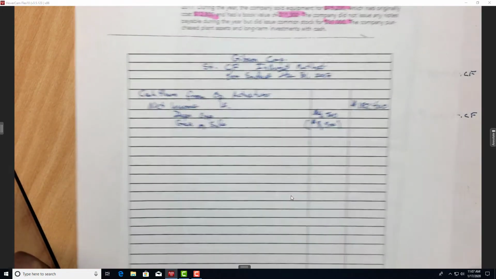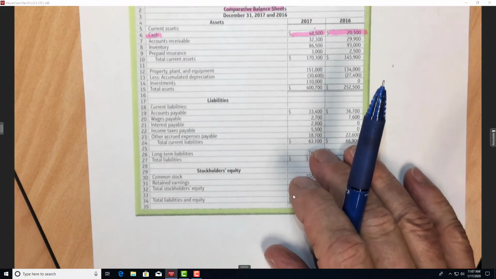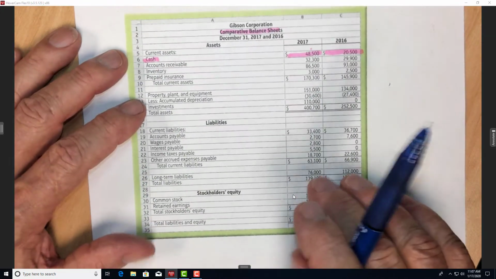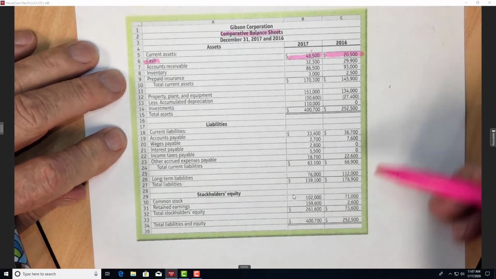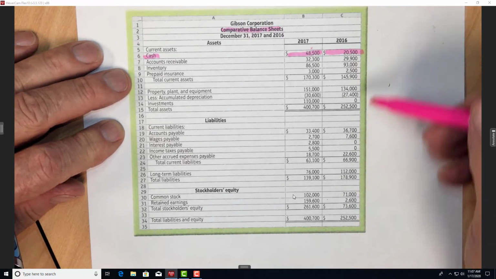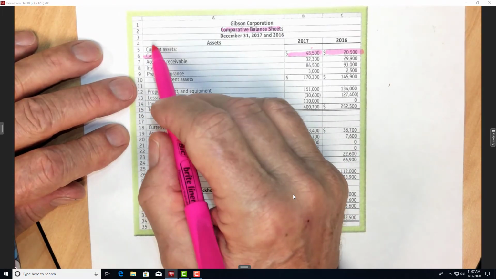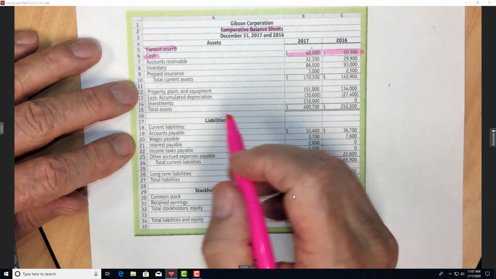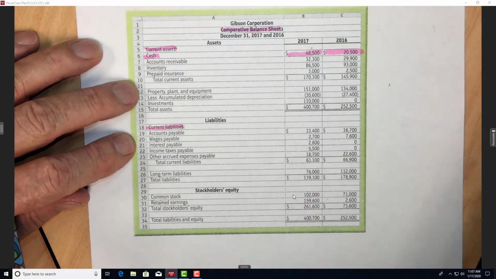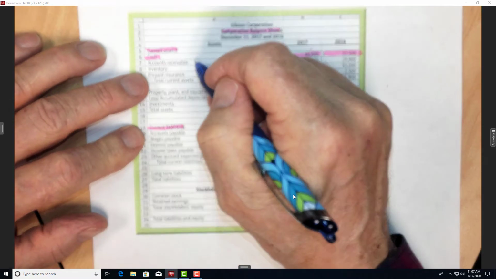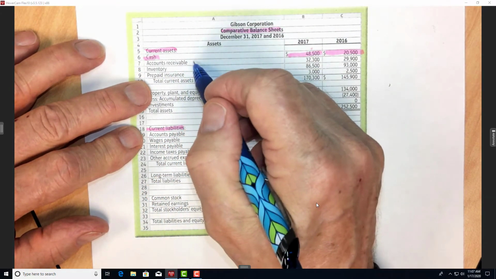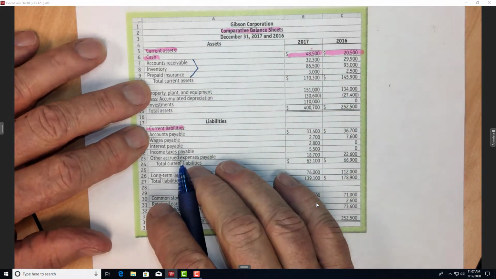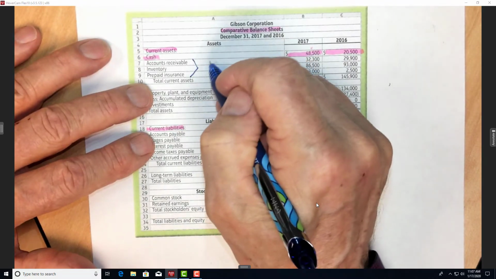All right, now let's go back and look at the balance sheet. There are some areas, and we're actually going to have to look at every one of the cash flows that happen for all of these accounts. We're first going to look at current assets, and then we're going to look at current liabilities. Well, current assets are here. They are the accounts receivable, the inventory, and prepaid insurance. Those are current assets.